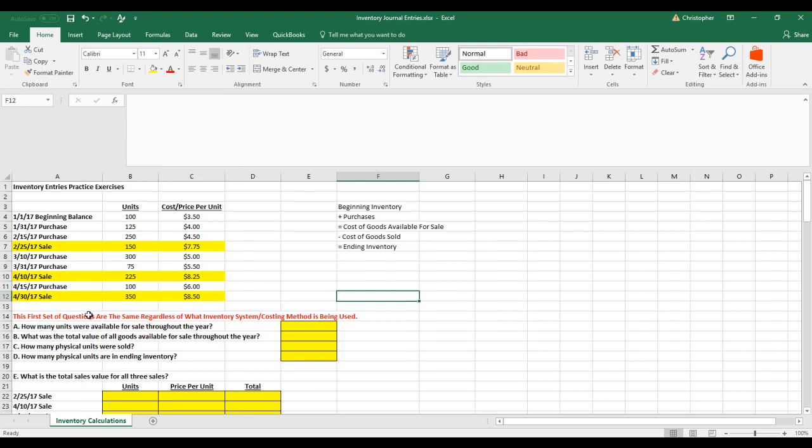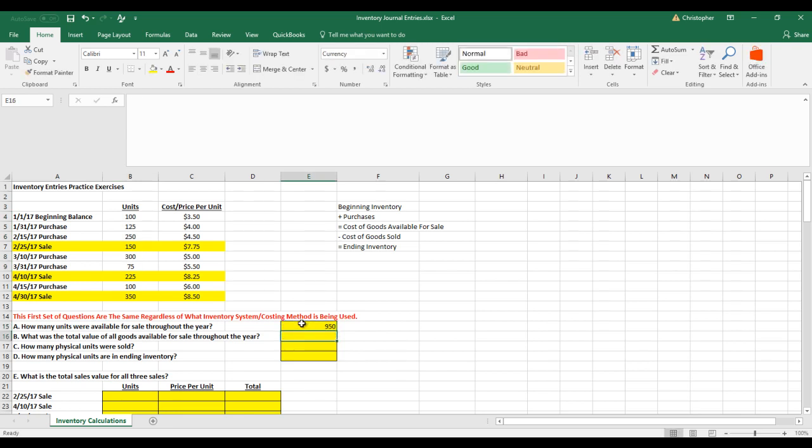A, how many units were available for sale throughout the year? When we're doing this, we don't really care about what was sold. We want to know how many units we could have sold throughout the year. How many units did we ever have? This is just the number of units, so we can sum up the beginning balance and all of the purchases, and we end up with a sum of 950 units. If you scan through that, that seems about right.